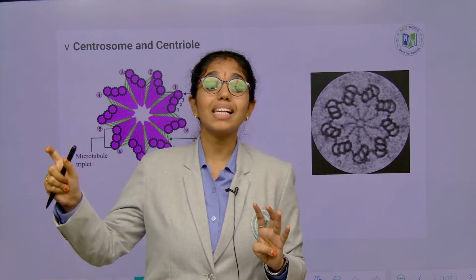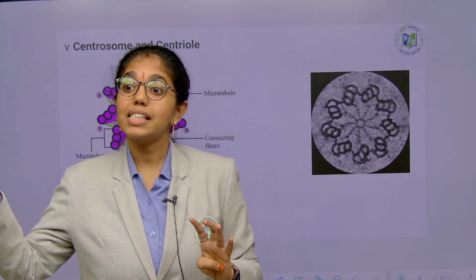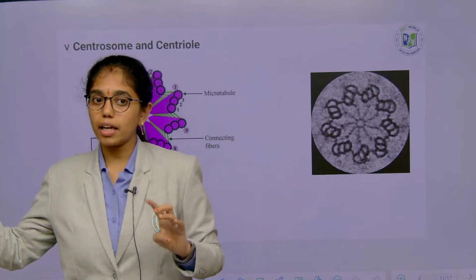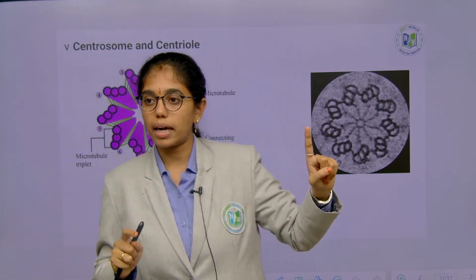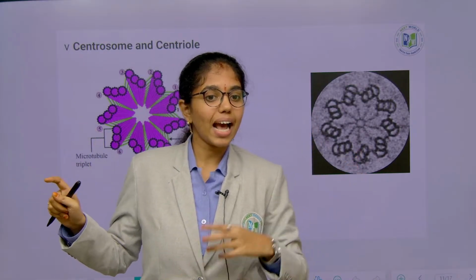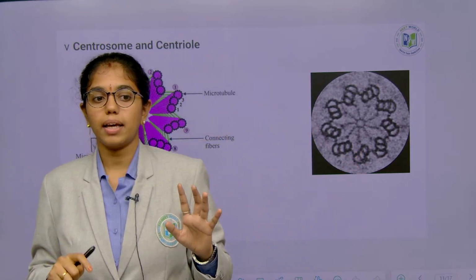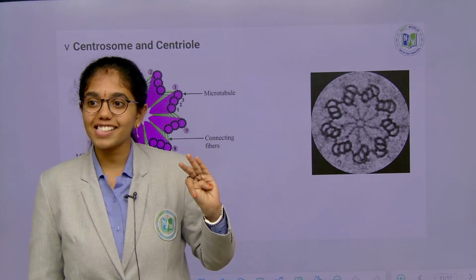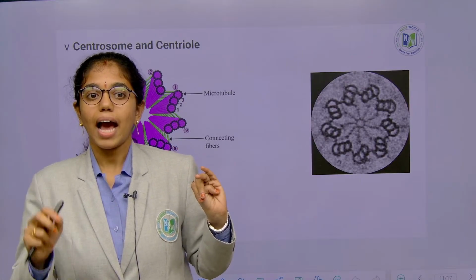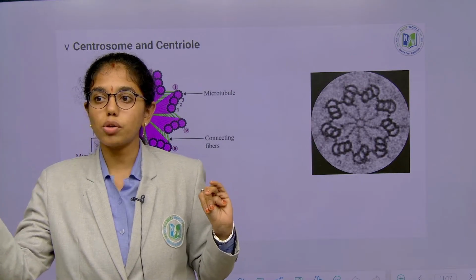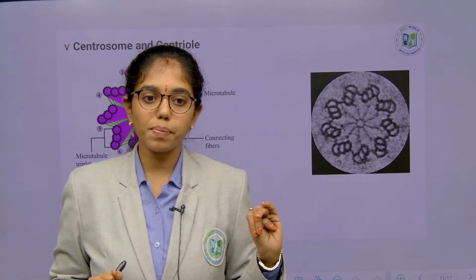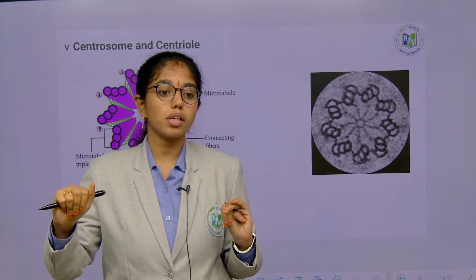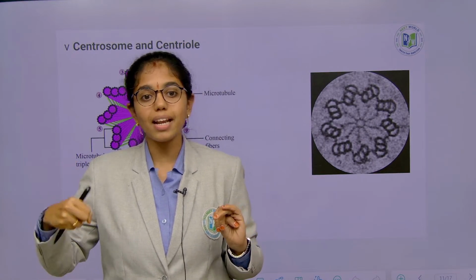RER has what subunit attached to it? 60S. Via what protein? Ribophorin. It will be synthesizing only one thing. What is that? Proteins. Whereas SER has multiple functions we have learned. What are they? Lipid synthesis, detoxification of drugs, calcium ion concentration. And SER present in muscle cells is known as sarcoplasmic reticulum, very good. And that will aid in what? Regulating calcium ion concentration, which helps in muscle contraction and relaxation.